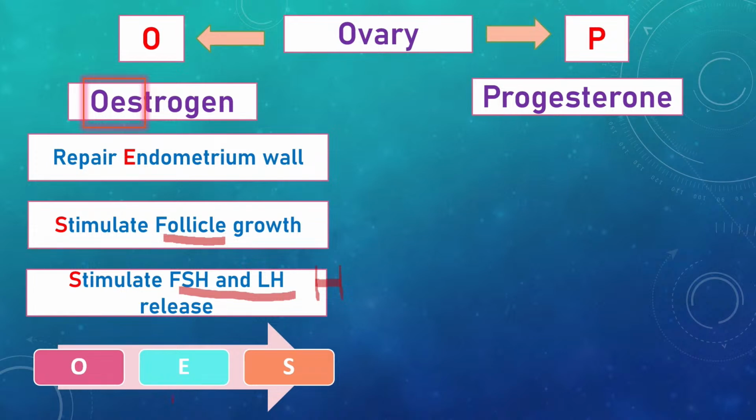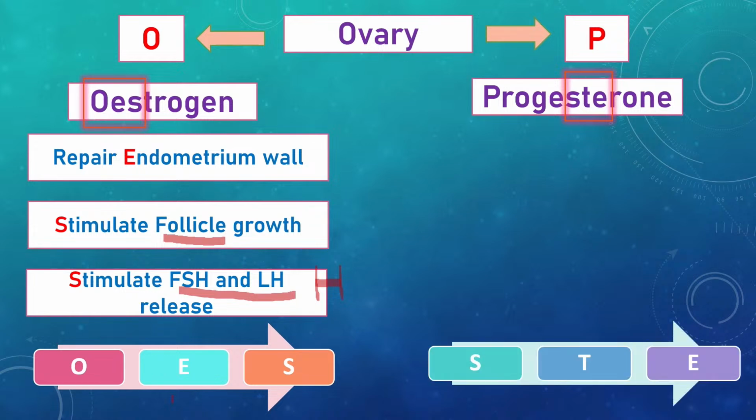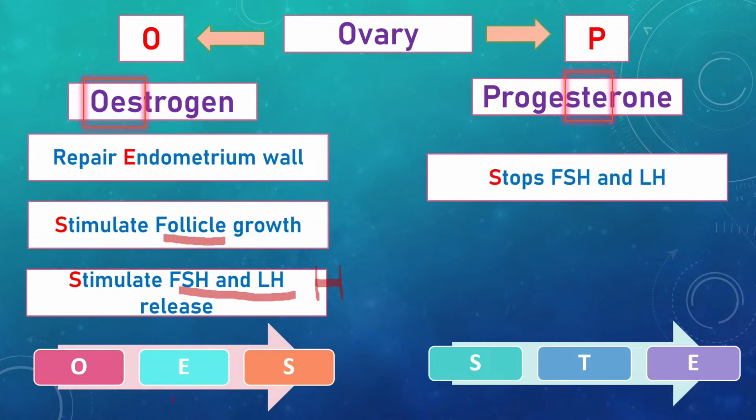Now let's progress to progesterone. For progesterone, teacher will take 3 letters from the name itself, which is STE. Let's see how that STE helps you. S for stop the hormone. Can you see the difference, class? Estrogen is stimulating the hormone, while progesterone stops the hormone.